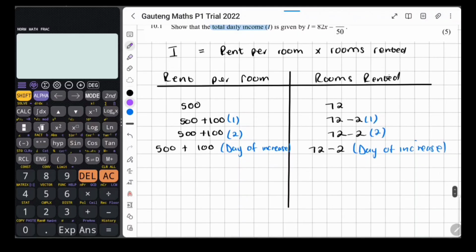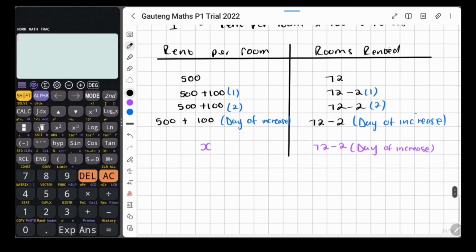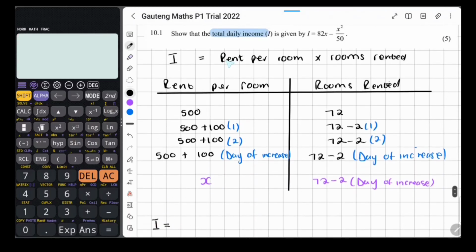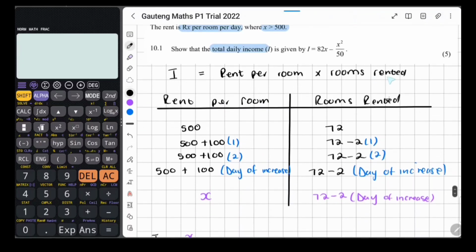So the rent on that day is X Rand. And of course the rooms will be calculated still by saying 72 minus 2 multiplied by that specific day of the increase, whether it's the first, second, third, fourth. So looking back at our whole goal of this, finding the total daily income, this really just means that the total daily income is going to be found by saying, again, it's still the rent per room, but in this case, we know that the rent they're speaking about is X Rand. So that would be the X multiplied by the rooms rented out.